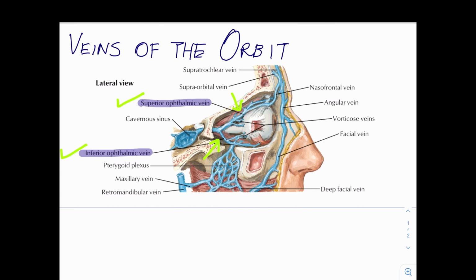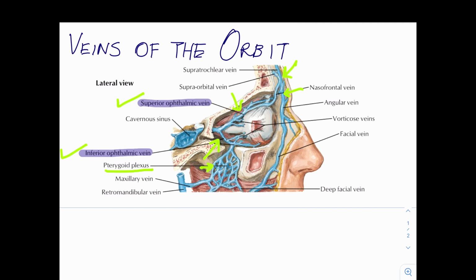The superior ophthalmic vein communicates in front with the facial vein. This is the facial vein, and this is where the superior ophthalmic vein communicates with the facial vein. The inferior ophthalmic vein communicates with the pterygoid venous plexus.